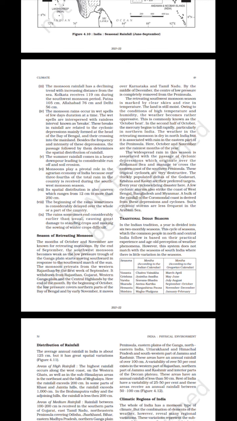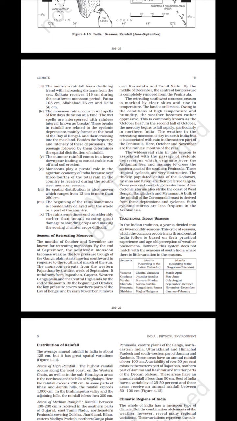In the second half of October, the mercury begins to fall rapidly, particularly in northern India. The weather in the retreating monsoon is dry in North India, but it is associated with rain in the eastern part of the peninsula. Here, October and November are the rainiest months of the year. The widespread rain in this season is associated with the passage of cyclonic depressions which originate over the Andaman Sea and manage to cross the eastern coast of the southern peninsula.